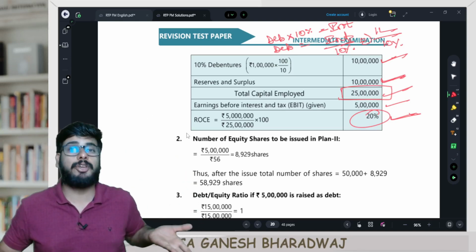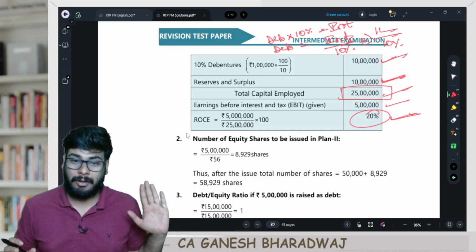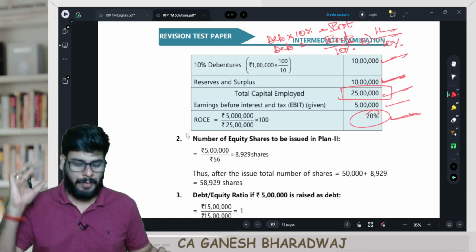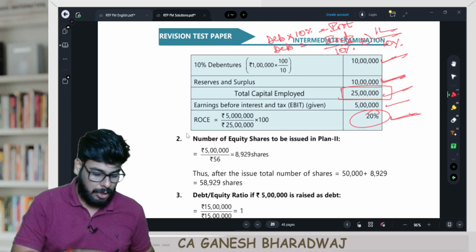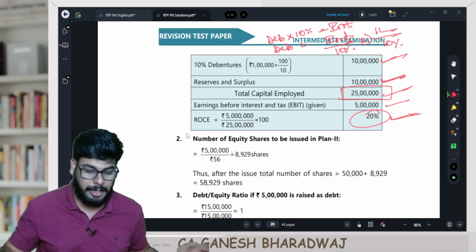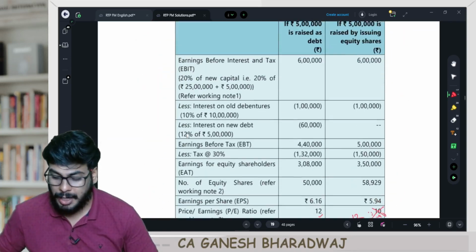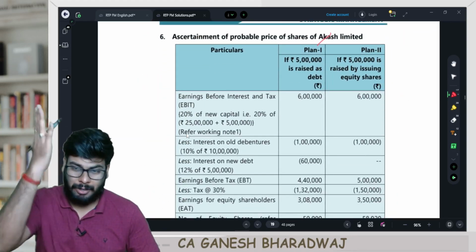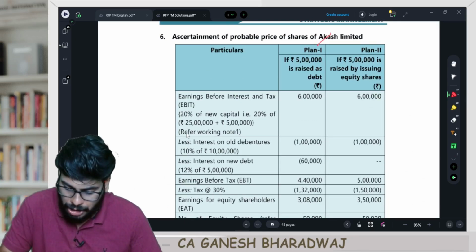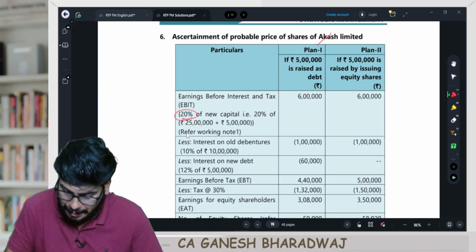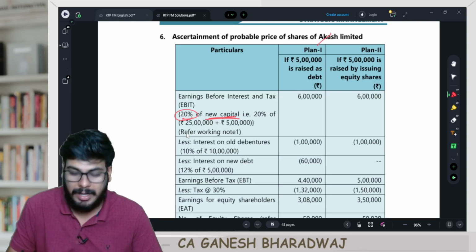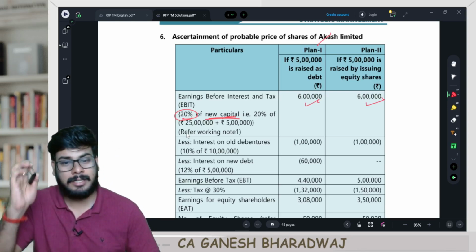Why do we need that? Because currently the company is having 25 lakh of capital employed. Now they are going to infuse 5 lakh. So on 30 lakhs, how much is going to be my EBIT? 30 lakhs into 0.2, 6 lakh rupees is going to be my new EBIT, whether you're going for plan 1 or plan 2. So EBIT is going to be 20% on the new capital. That's going to be 20% of 30 lakhs, 6 lakhs, and 6 lakhs in both the cases.